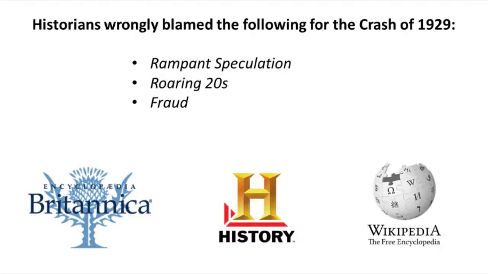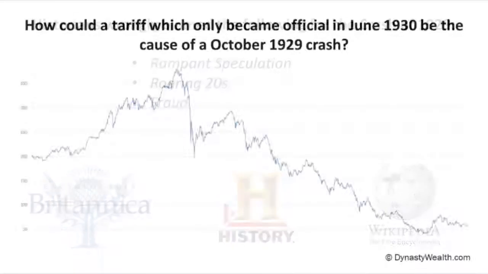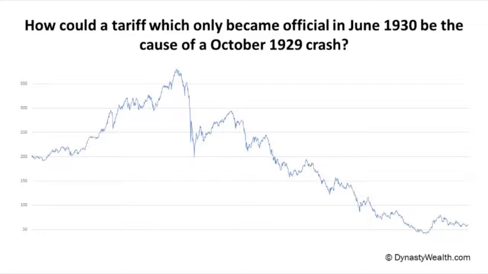Instead of blaming Smoot-Hawley, all historians, including Encyclopedia Britannica, the History Channel, and Wikipedia, etc., have wrongly blamed rampant speculation, the Roaring Twenties, and fraud for the crash of 1929. How could a tariff which only became official in June 1930 be the cause of an October 29 crash?